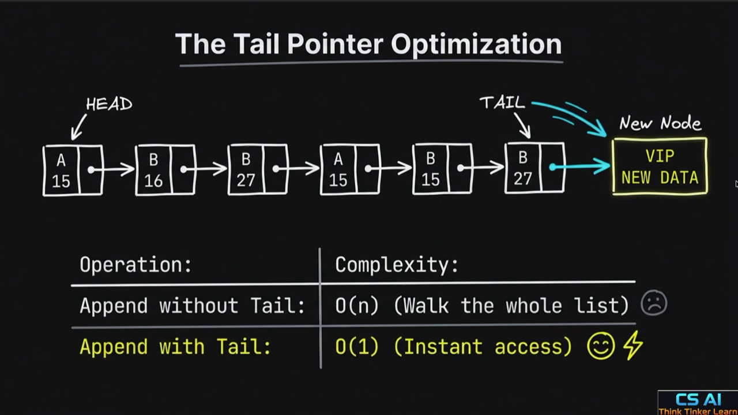Appending a new node to the end of a linked list without a tail pointer would require traversing the entire list, resulting in an O(n), walk the whole list, complexity. This is inefficient. However, by maintaining a tail pointer that always points to the last node, appending with tail becomes an O(1), instant access operation. You simply connect the new node to what the tail node currently points to, and then you update the tail to the new node. This significantly speeds up addition to the end of the list.